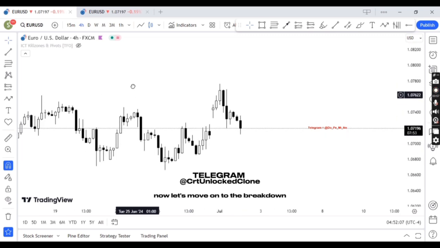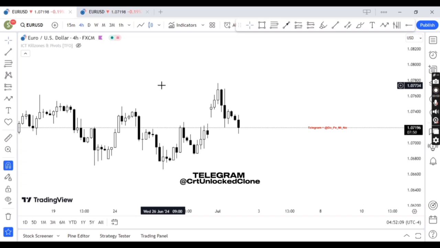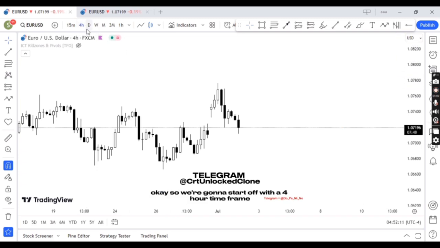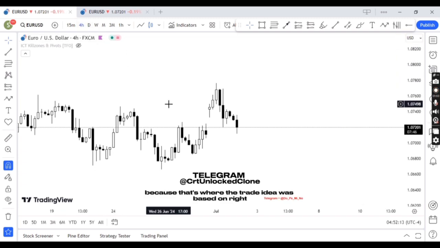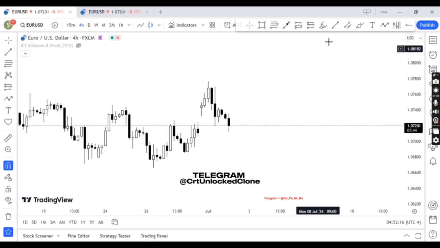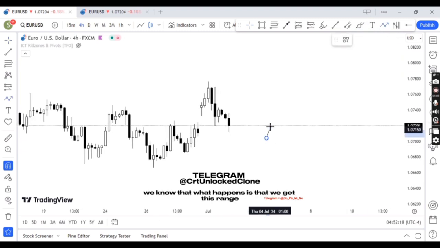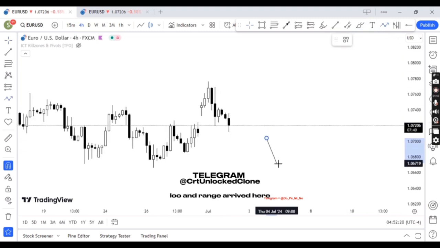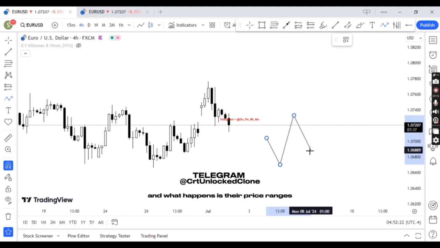Now, let's move on to the breakdown. Okay, so we're gonna start off with the 4 hour time frame because that's where the trade idea was based on, right? Now, based on range trading, we know that we get this range low and range high right here. And price ranges or consolidates inside this range.